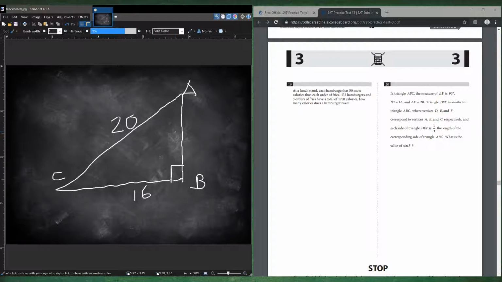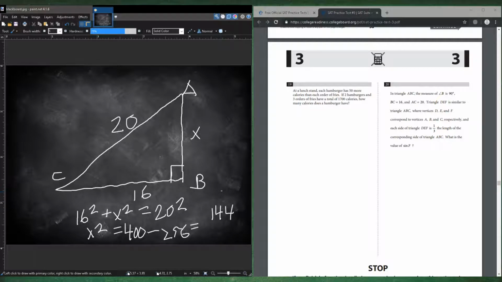Triangle DEF is similar to ABC, where vertices D, E, F correspond to angles A, B, C respectively, and each side of triangle DEF is 1/3 the length of the corresponding side of triangle ABC. So what's the value of sine F? We need to find the missing side. So we can use the Pythagorean theorem because this is a right triangle. So 16 squared plus x squared is equal to 20 squared. So x squared is equal to 400 because 20 squared is 400, minus 16 squared, which is 256. So that makes 144. So 144 is just 12 squared. So x is equal to 12.